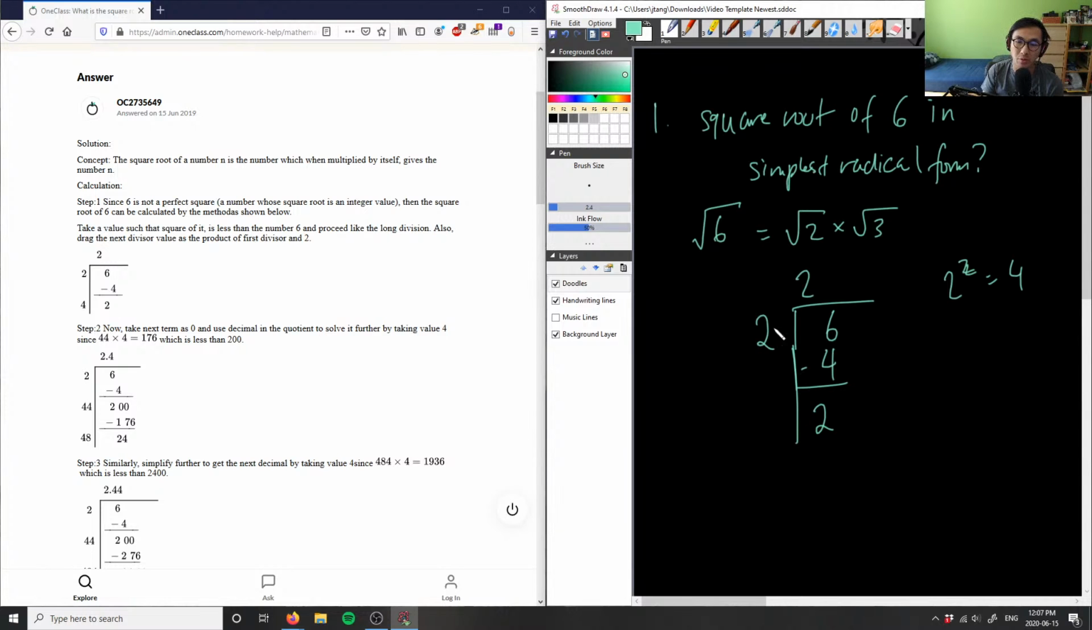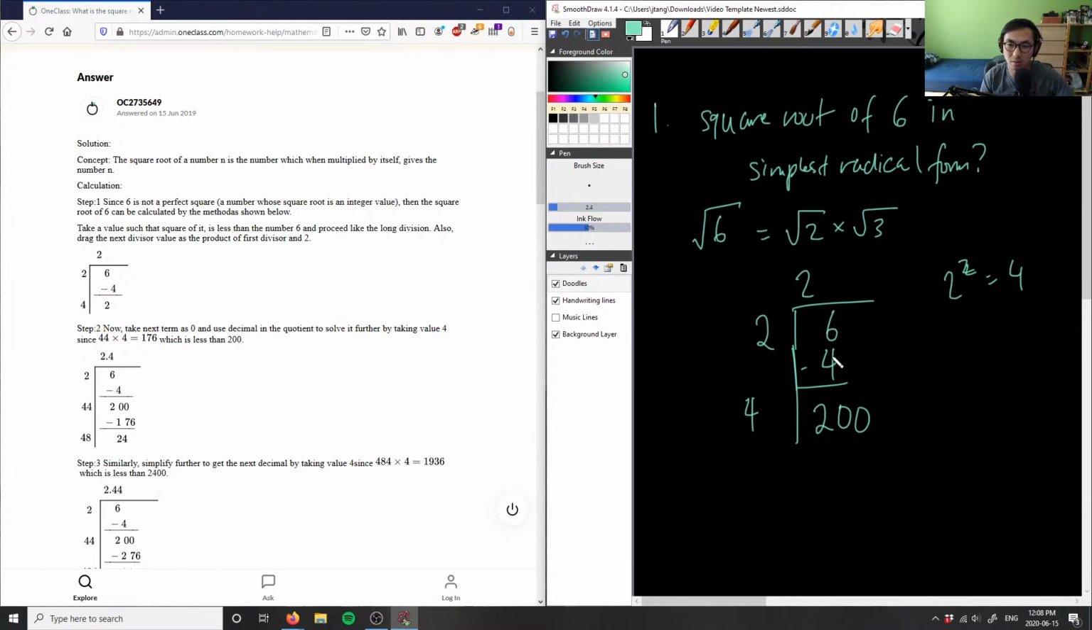What we're going to do next is double this number, so 2 times 2 becomes 4. Then we can add 2 zeros here as well. You can think of this as 6.0000. We're adding 2 zeros here. Then we're thinking of a number in the 40s digit that's going to be multiplied by the same number to get closest to 200. So you can think 41 times 1, 42 times 2.